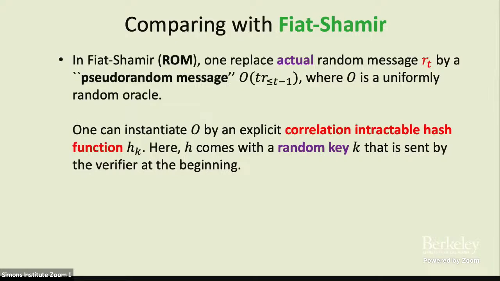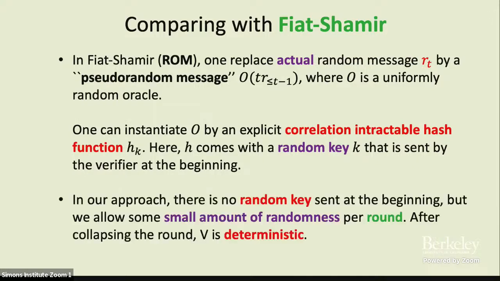One can instantiate this random oracle by an explicit correlation intractable hash function with a key. Here, the hash function comes with a random key that is sent by the verifier at the beginning. In our approach, there's no random key sent at the beginning. We allow some small amount of randomness per round, and after collapsing the rounds by enumerating all possible randomness, V is made deterministic. If you apply a correlation intractable hash function, you get an Arthur-Merlin type of proof system, but here it's more like an NP type argument system.